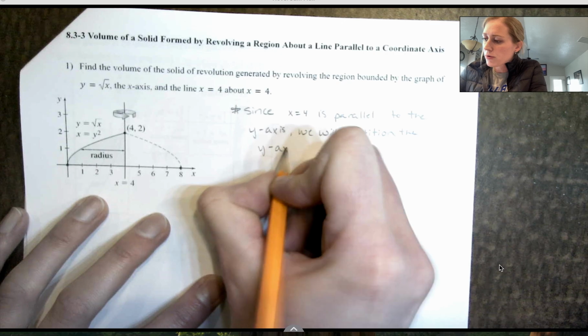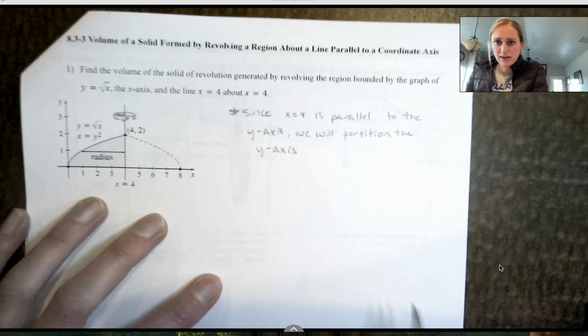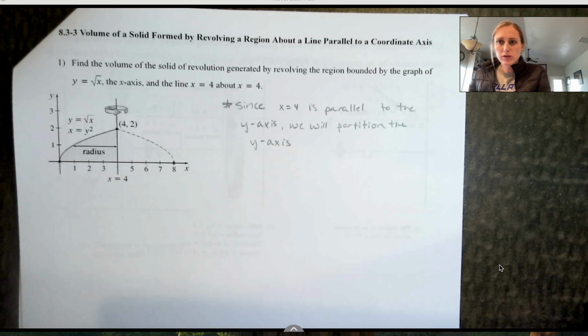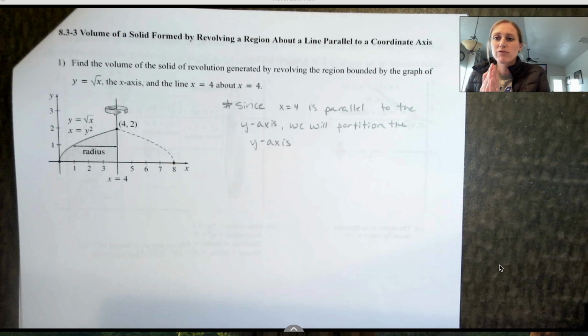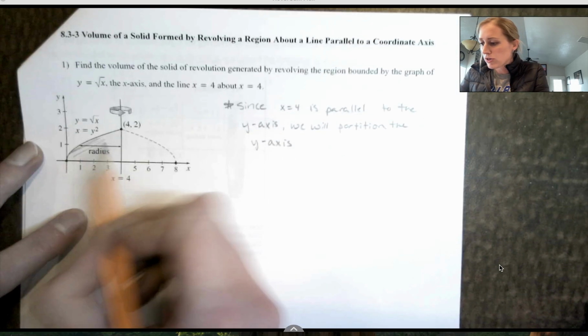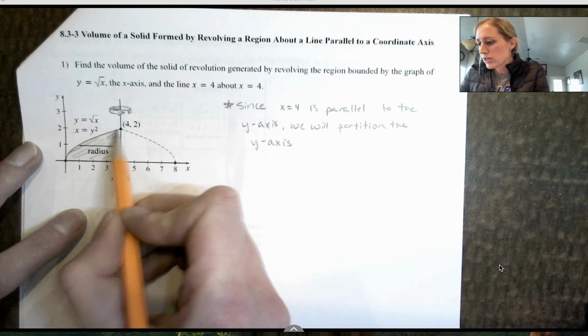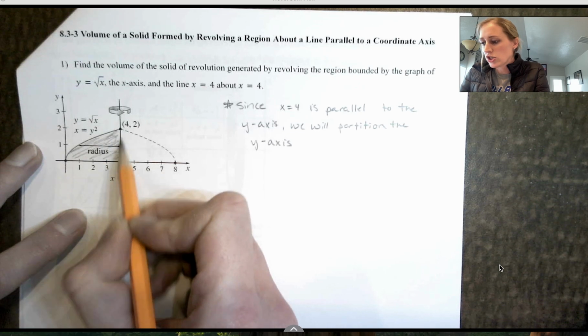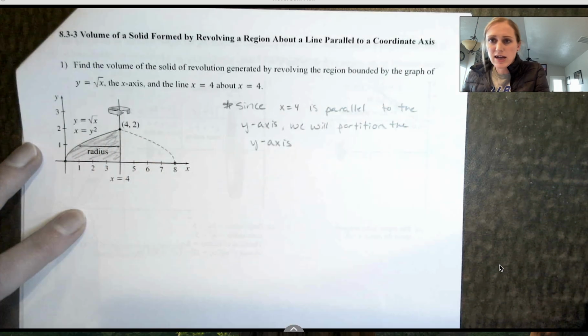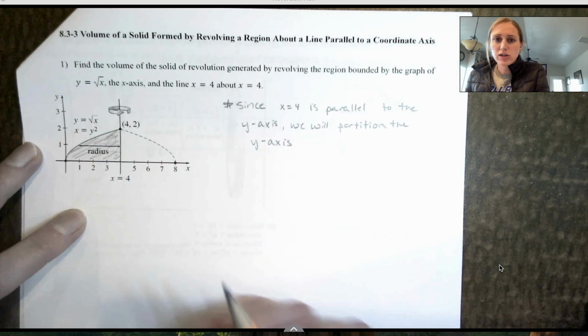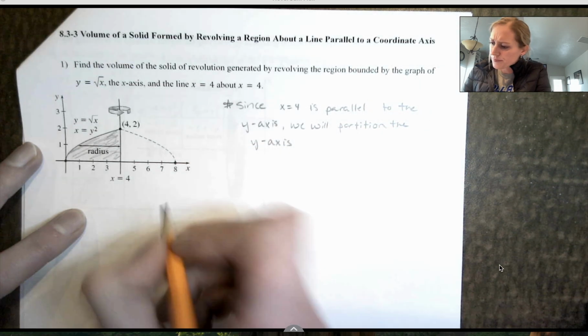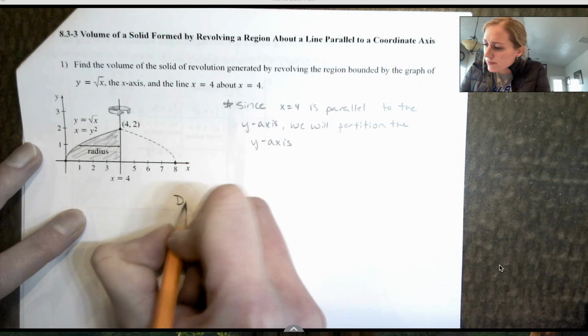The other thing we have to decide is which method. Are we doing the washer or the disk method? Whatever I am revolving around, if the whole region is butted up against it, we're going to use the disk method. So this is our region. The whole region that we care about is touching that line that we're revolving around, and so we're going to use the disk method.